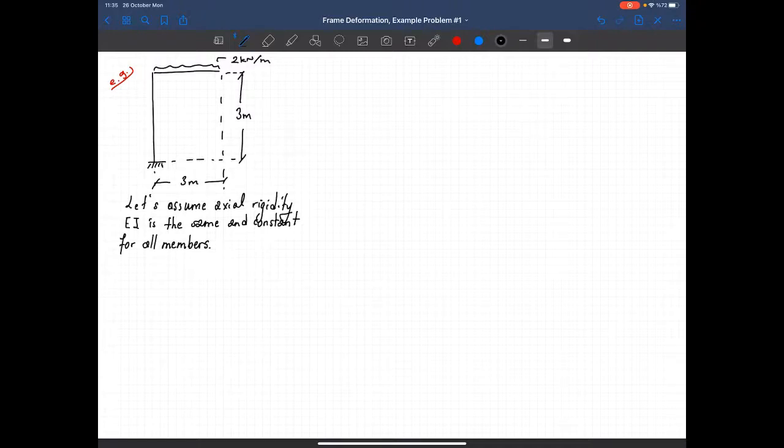Okay. Now let's do the discretization. Let's divide this structure into nodes and members. So a node here, another node here, and another node here. And the way I'm looking at this structure is as follows. And let's say that this is my first member, this is the second member.